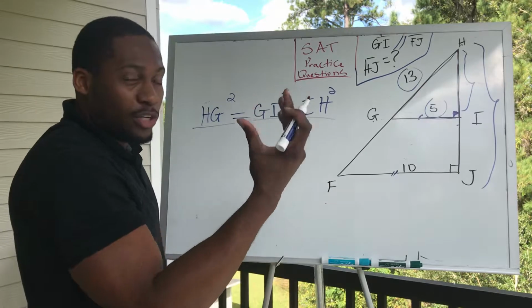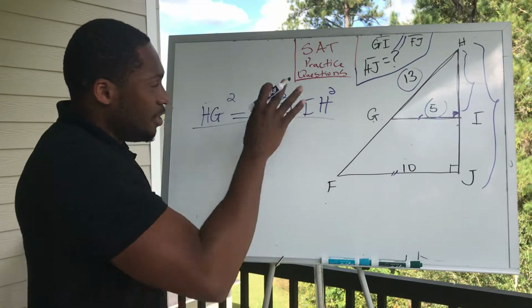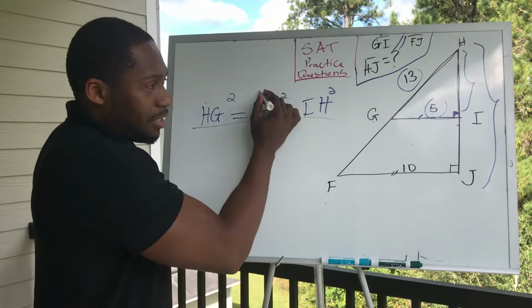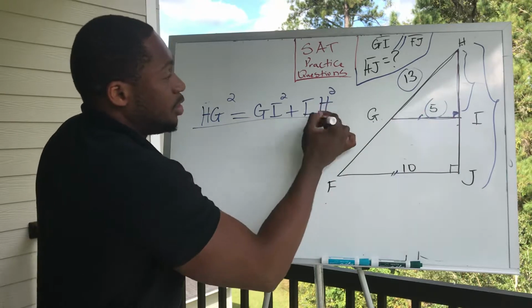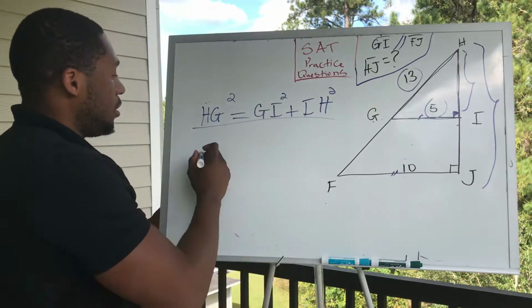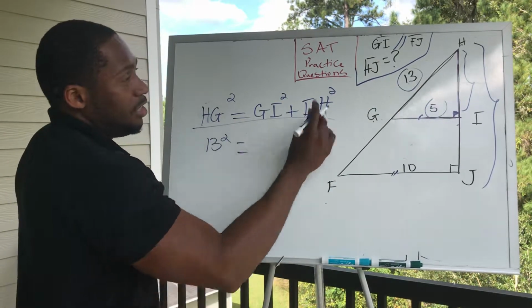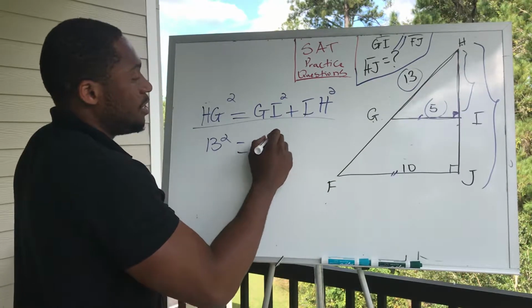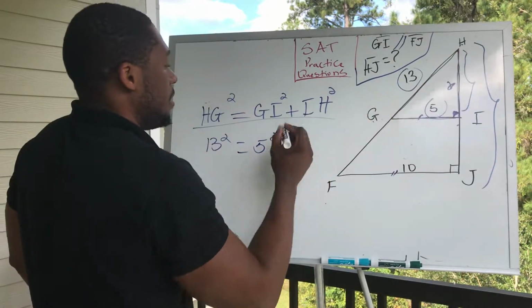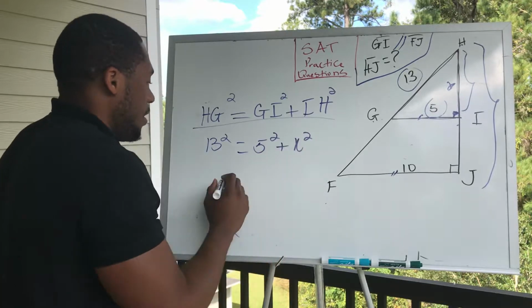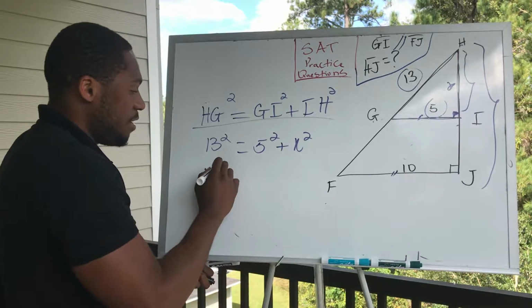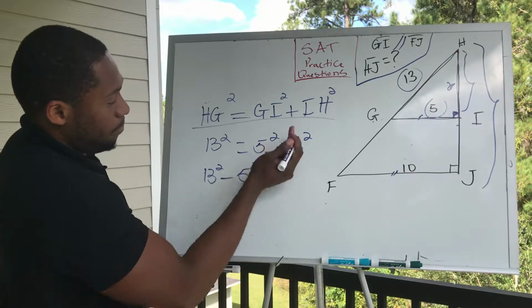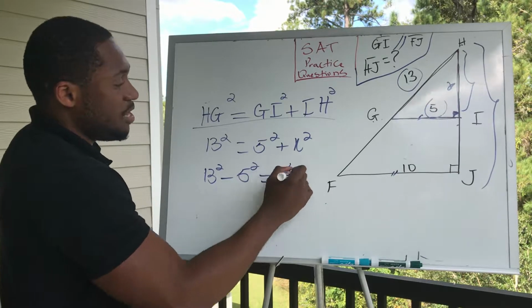So what do you do? You take the smallest two sides, you square them. Take this one squared plus this one squared. It will give you this one squared. So you have 13 squared is equal to 5 squared plus x squared, where we call this x. So 13 squared minus 5 squared, I put on the other side, is equal to x squared.